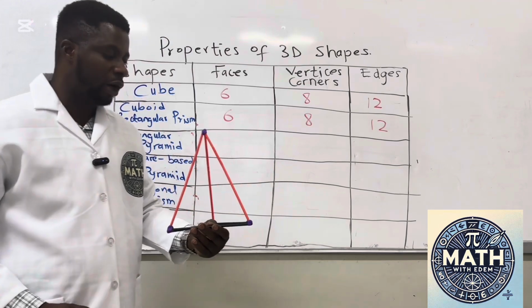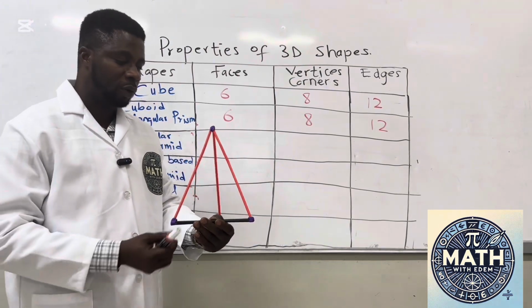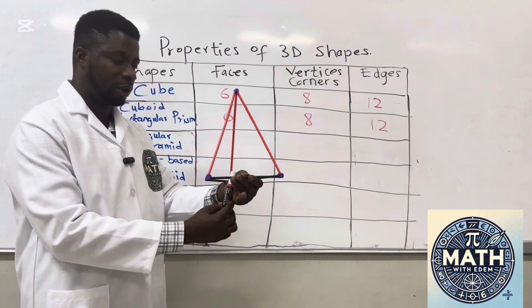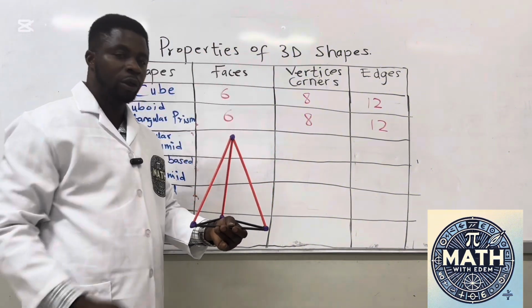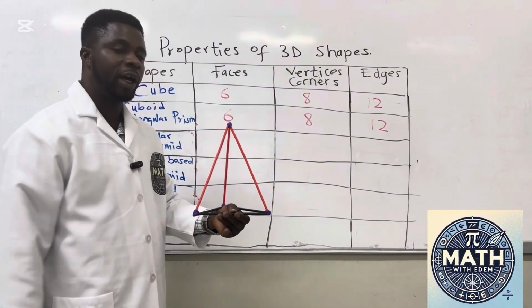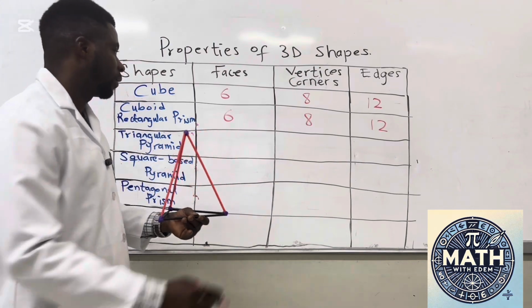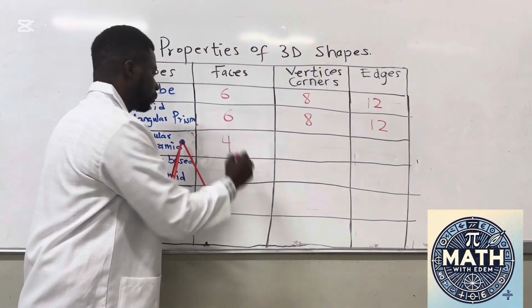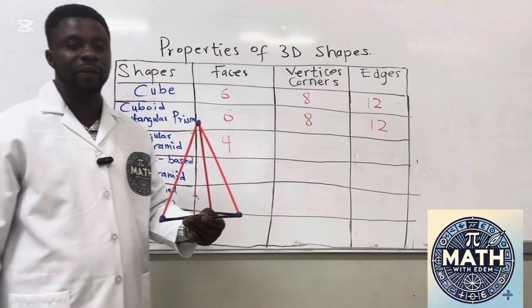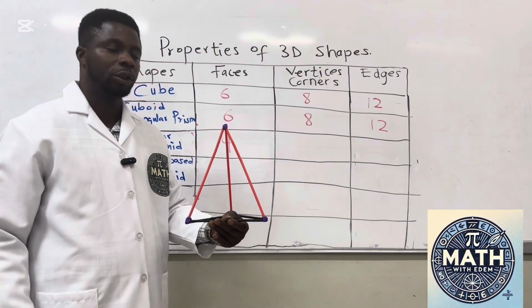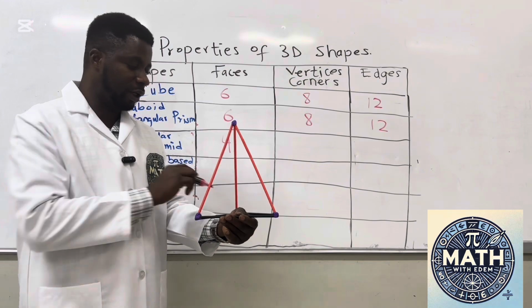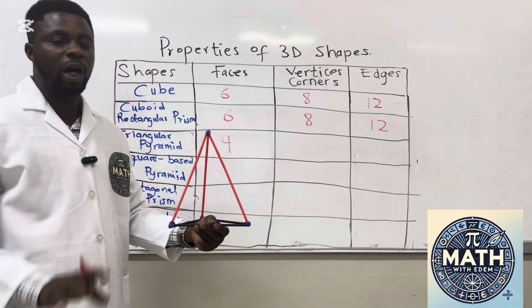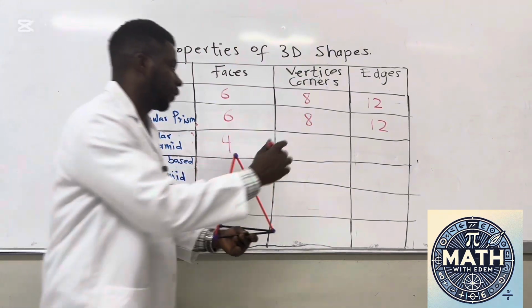I want you to count with me. So we have 1, 2, 3, and 4. So a triangular pyramid has what? 4 faces. Now let's look at the vertices or the corners. So we have 1, 2, 3, and 4. It also has what? 4 vertices or corners.